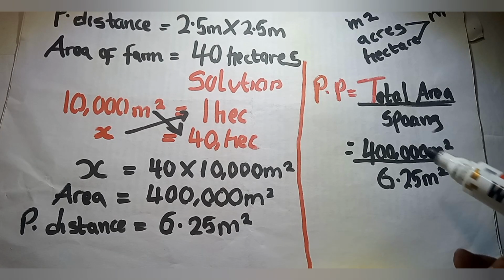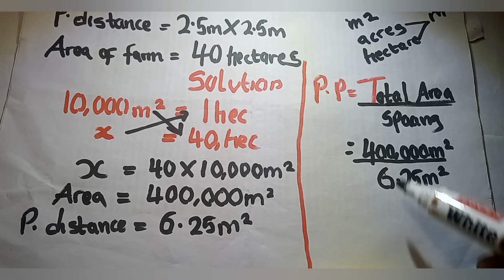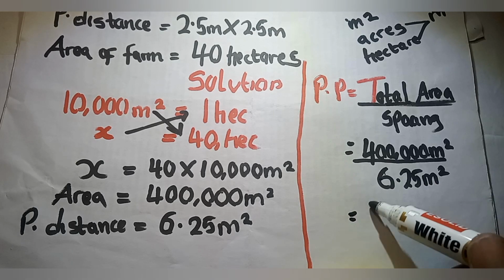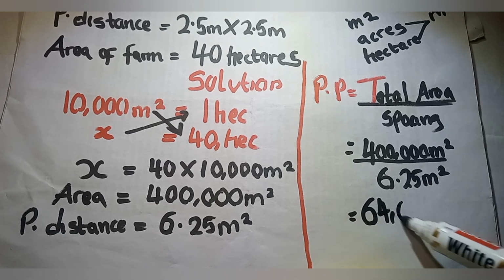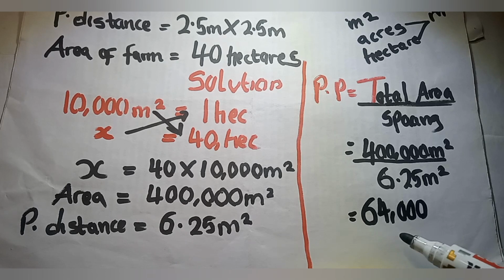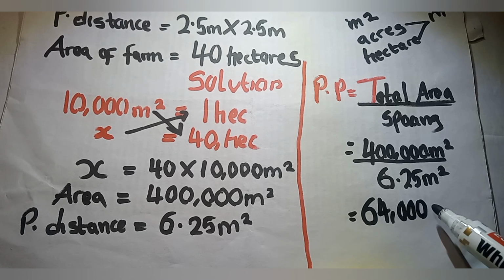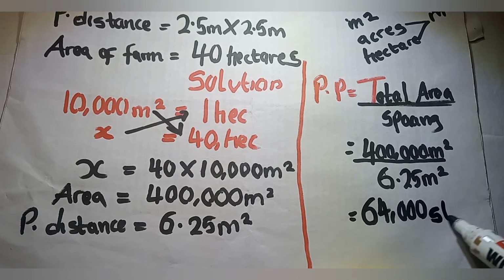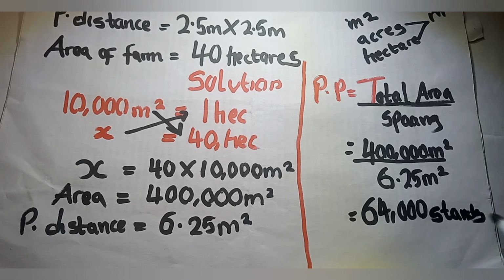So if you punch your calculator, 400,000 meter square divided by 6.25 will give me 64,000. However, this is not the answer. You have to put stands here. So this is the total population, the plant population: 64,000 stands.